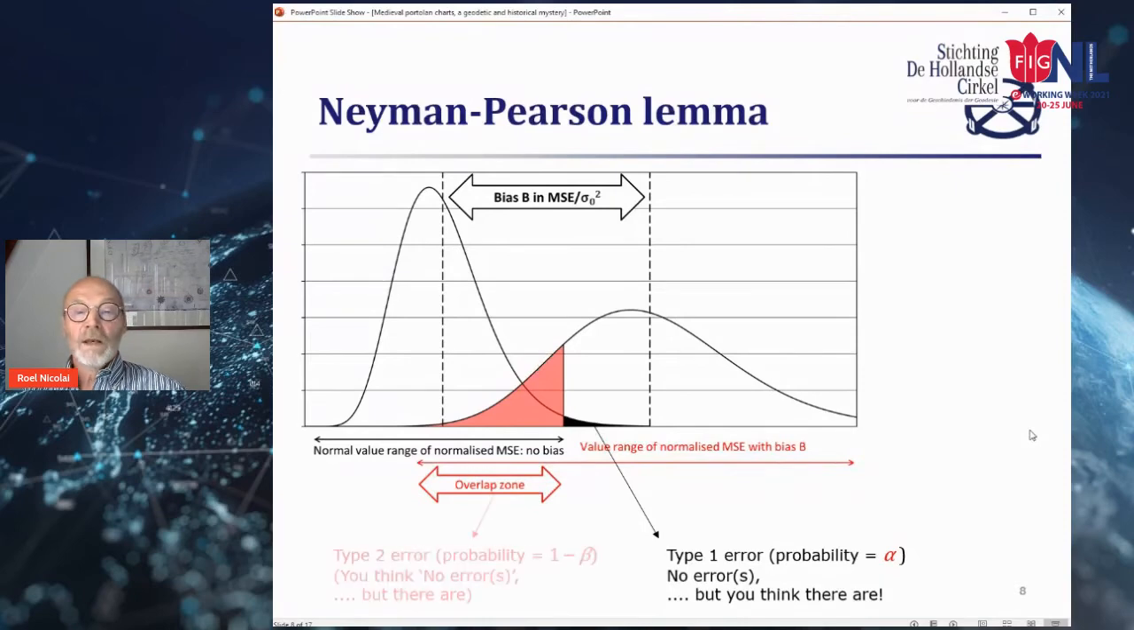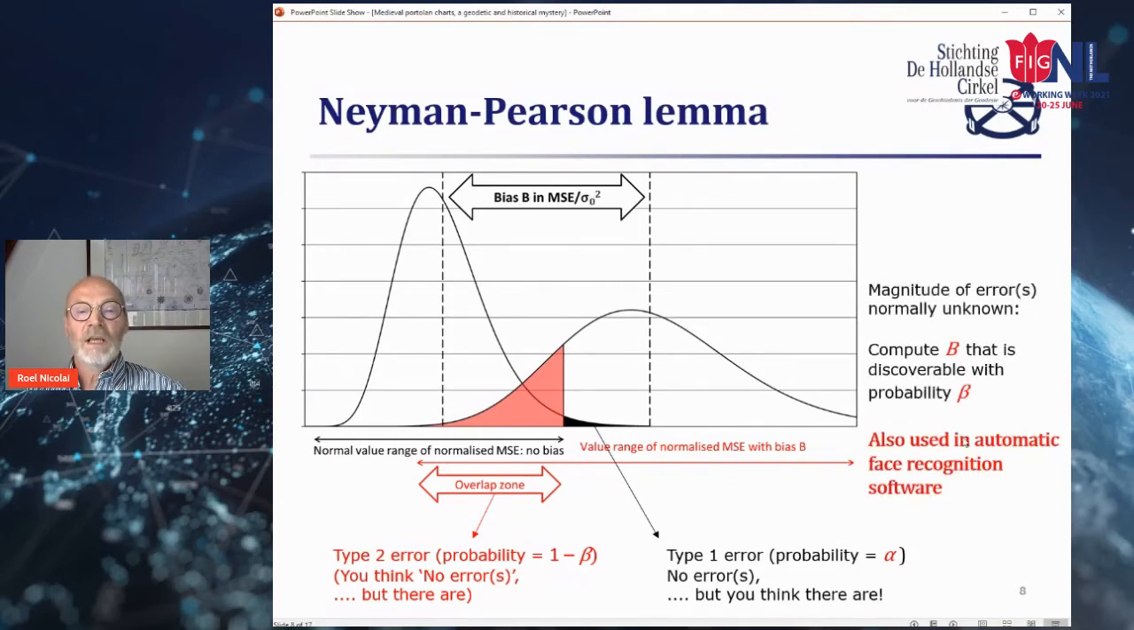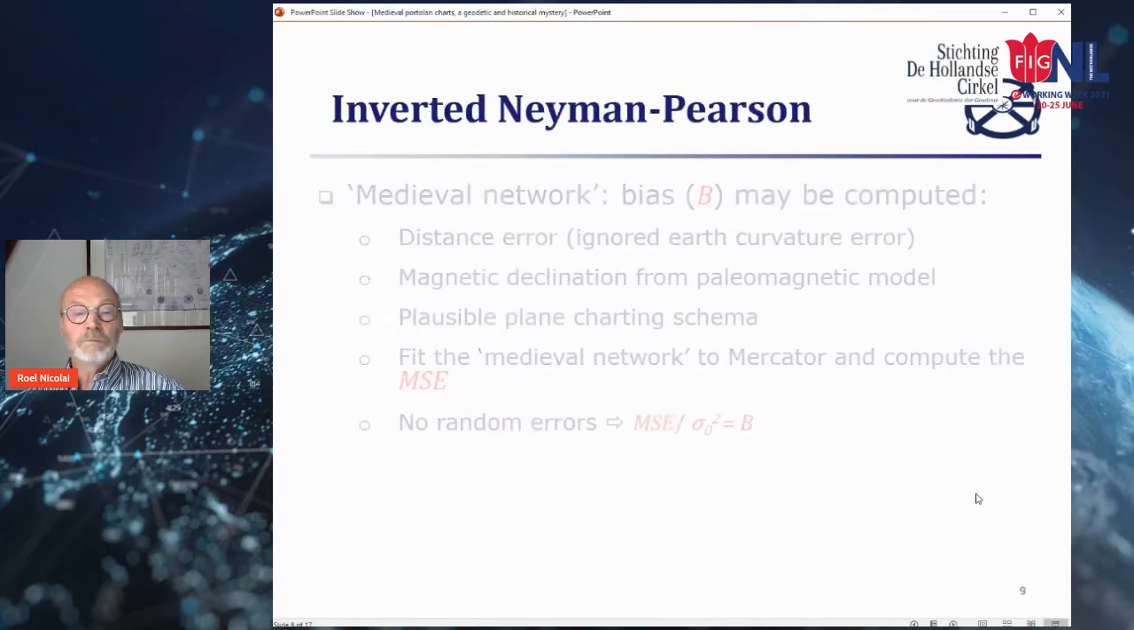And when it does belong to the right-hand distribution, we have just made a so-called type 2 error, sometimes called a false positive, whereas the black zone introduced earlier by Fisher is called a type 1 error, also known as a false negative. Normally, the bias B is unknown, and the best we can do is compute the value of B that yields exactly an overlap zone of 10% or 20% of the area under the right-hand curve, which gives us an idea how sensitive the network is for undetected errors. This is also how automatic face recognition software works.